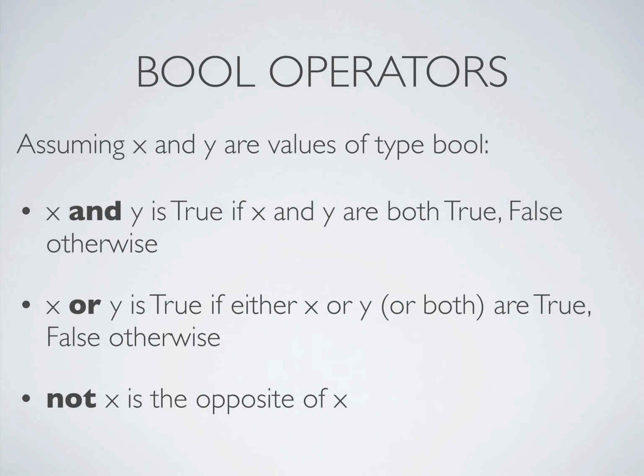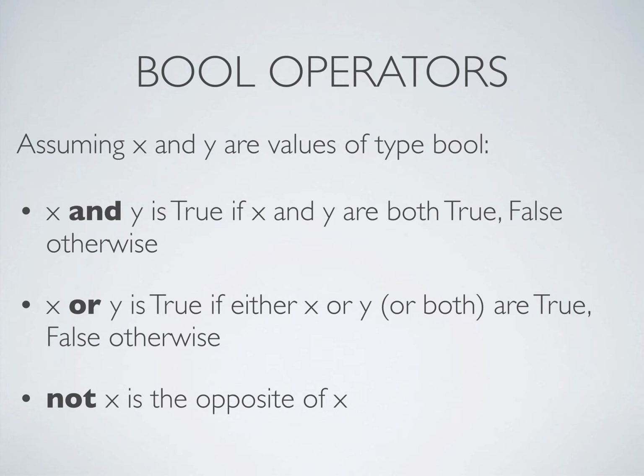So let's talk about some of these bool operators. Here I'm assuming that these variables x and y contain values of type bool, meaning x is either True or False, and same thing with y. So the bool operators that we're going to cover are and, or, and not. The idea is you can combine multiple bool values with an and or an or, and a not just flips it, and then it will give you another bool value back.